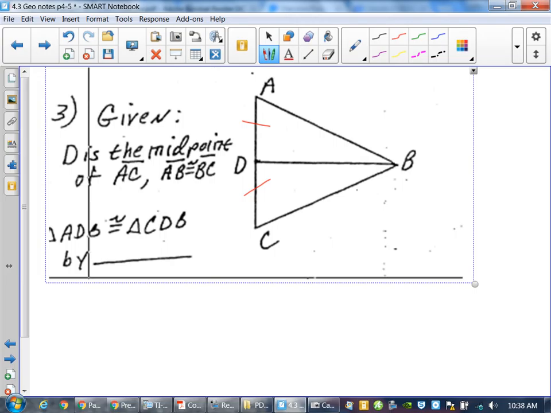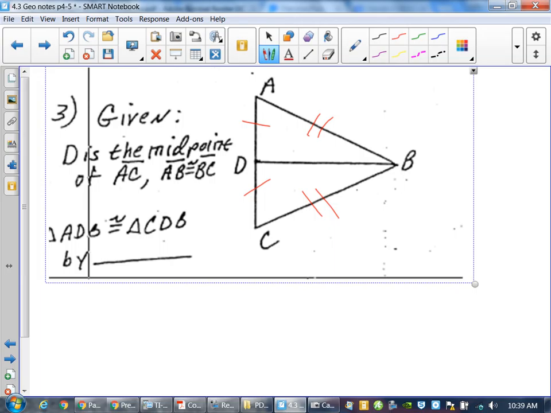So you cannot assume that there's a right angle there. So if you assume that there's a right angle there, erase it. You're wrong. Okay? I've used that first given statement. So now what's next? AB and BC are congruent. You mark it.